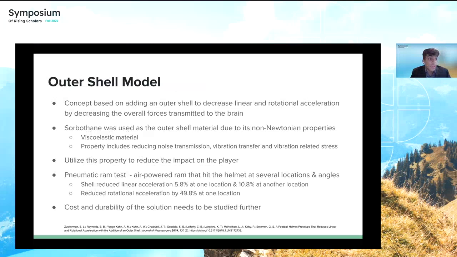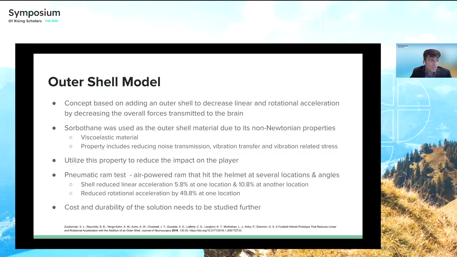The third and final mechanical preventative measure I researched was the outer shell model. This idea stems from the concept that adding an outer shell would decrease linear and rotational acceleration by decreasing the overall forces transmitted to the brain. Sorbothane was used as the outer shell material due to its non-Newtonian properties, such as viscoelasticity, and also included reduced vibration transfer and vibration-related stress. Essentially, this is beneficial as the original impact force from one player would cause the material in the helmet to become more solid and thus act as a harder shell. This property is utilized to reduce the impact on the player.